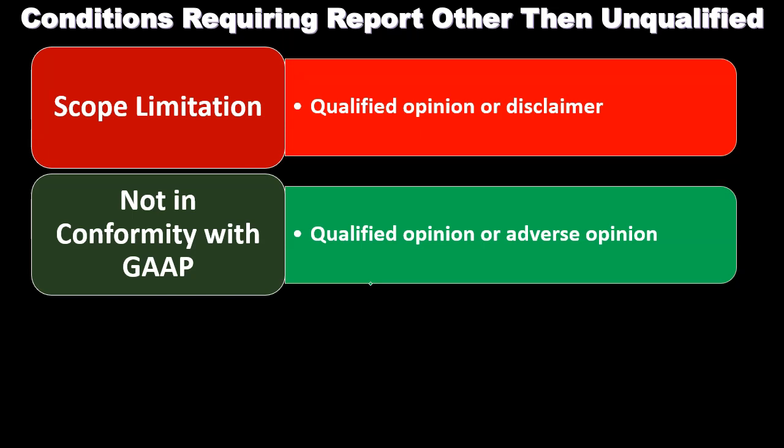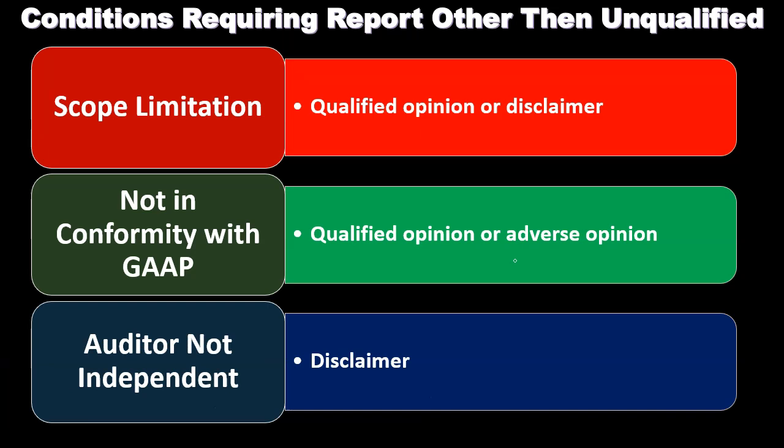Or if there's a significant deviation that's pervasive through the financial statements, we can't give an opinion that the financial statements are in accordance with generally accepted accounting principles when they are not, and therefore we would have to issue an adverse opinion, which is basically the worst type of opinion. Auditor not independent.